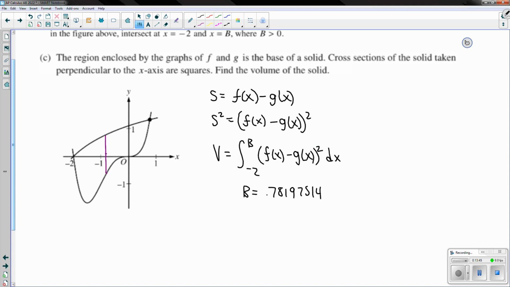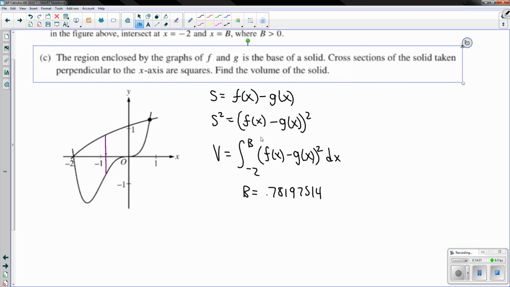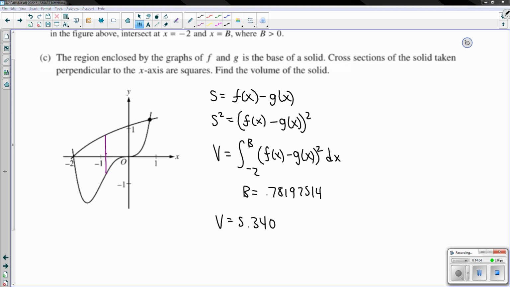We're going to obviously replace f and g by their respective equations, the natural log and that quartic function. So now when we make this computation, we're going to get 5.340. The decimal for this volume would have extended beyond 3 decimal places, and once again, we are rounding to that third decimal place. So what's the point breakdown? We're going to get 2 points for this. We're going to get 1 point for our integral, and 1 point for our answer.